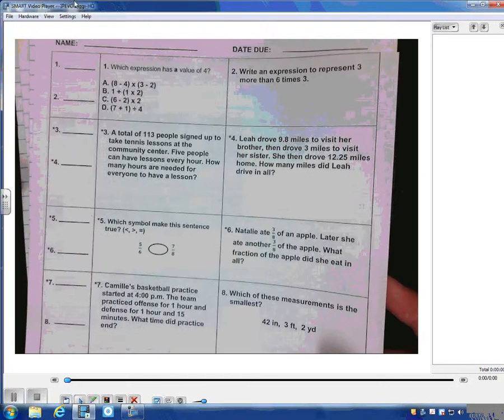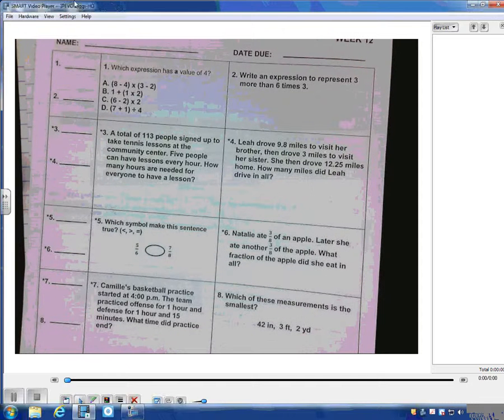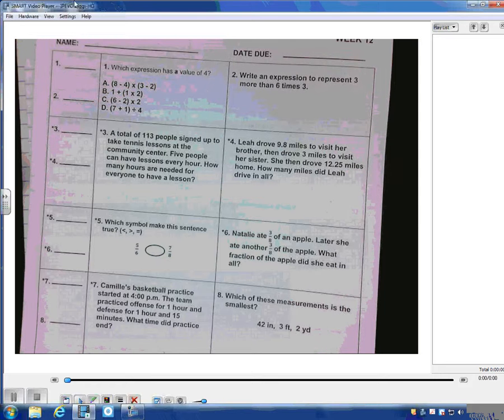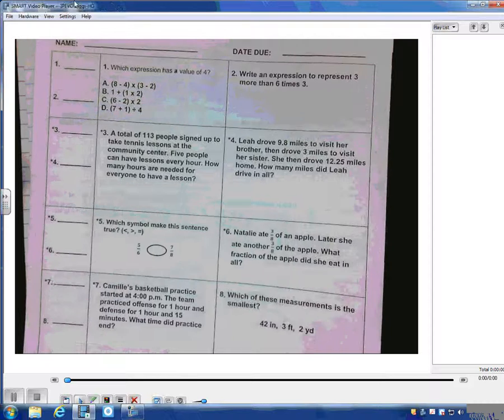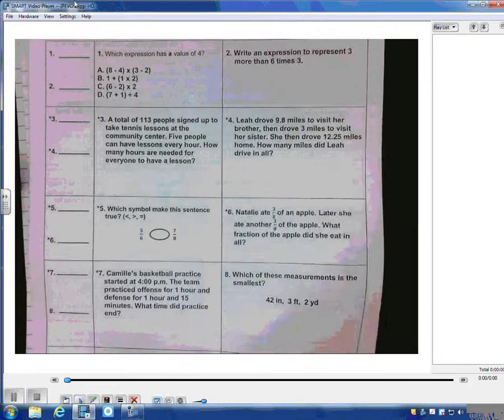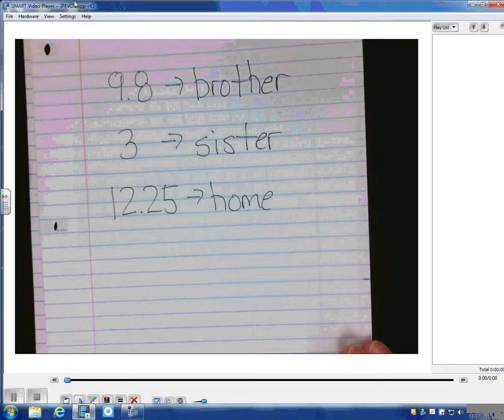Number 4, it says Leah drove 9 8/10 miles to visit her brother, then drove 3 miles to visit her sister. She then drove 12 25/100 miles home. How many miles did Leah drive in all? Okay, your key word there is "in all." And that should trigger in your mind that it is an addition problem.